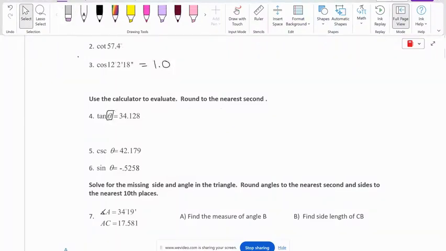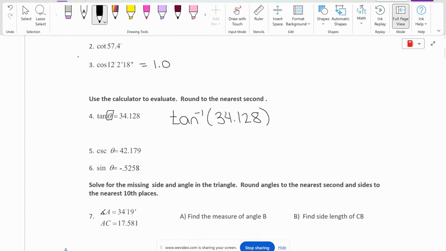So for number 4, when we want to solve for an angle, we want to get rid of the tangent, but we want to keep the theta there. We can't divide by tangent without dividing also the angle. So the only way to solve for an unknown angle is to do the inverse. So we're going to do tan^-1 of 34.128. In our calculators, that's second tan, 34.128, and we're going to get 88.32163061. But what did I ask to round to?